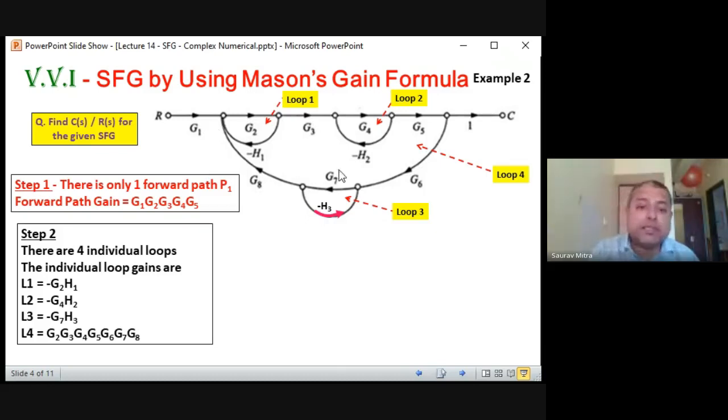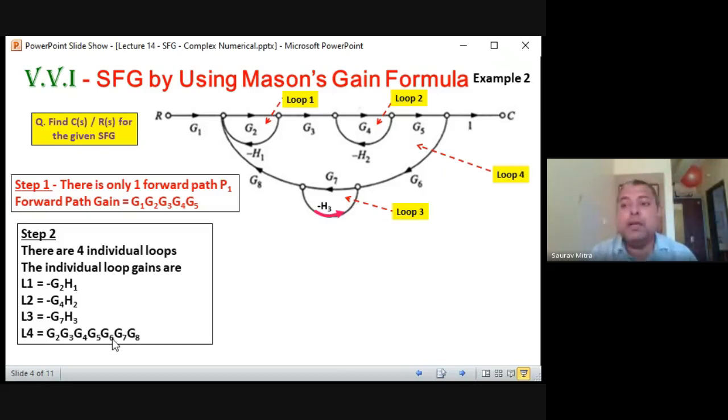One more thing we are finding is that G6, G7, G8 are fed back, and this loop is actually a positive feedback loop, because there is no negative here. So L3, L2, L1 all have negatives, but this L4 does not have any negative.